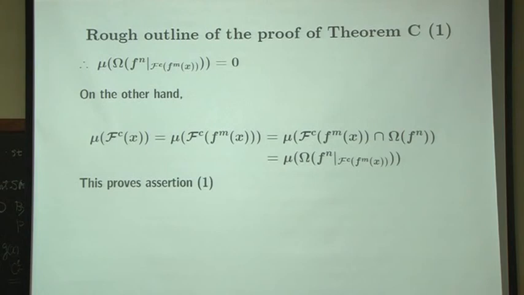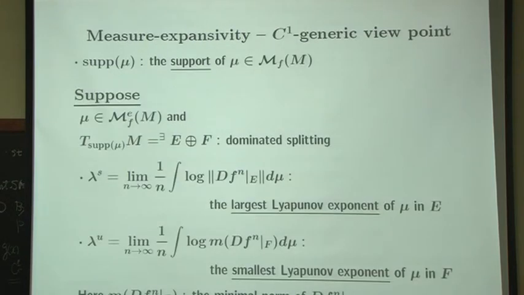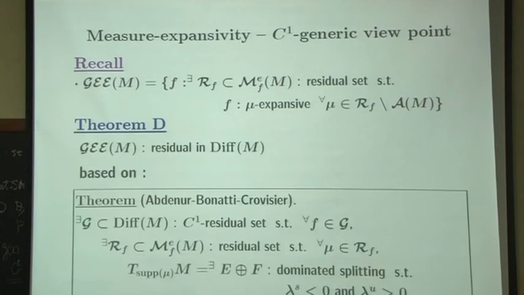Okay, so we have another generic result. The GEE is the set of all diffeomorphisms F for which there exists a residual set in the ergodic measures such that for any mu, F is mu expansive. Then this set is residual in the set of all diffeomorphisms. Okay. That's all.